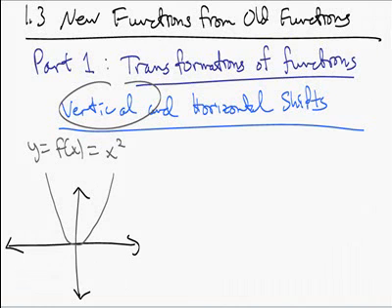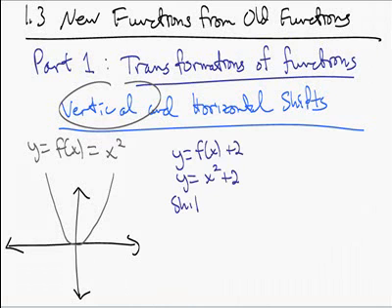Well, we're going to vertically shift this graph by just adding numbers on to the end. So, for example, if we look at y equals f of x plus 2, in other words, y equals x squared plus 2, that's going to shift the graph up 2 units. And so we would move up 2 units. We would have the exact same graph copied, only shifted up 2 units.